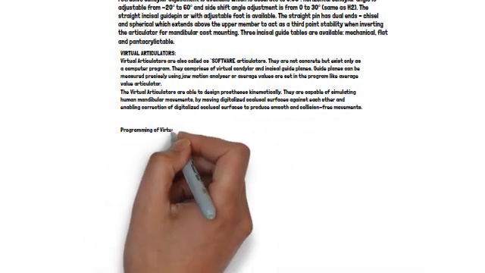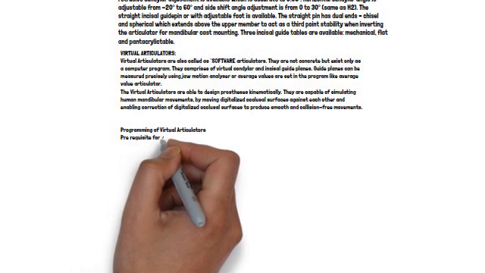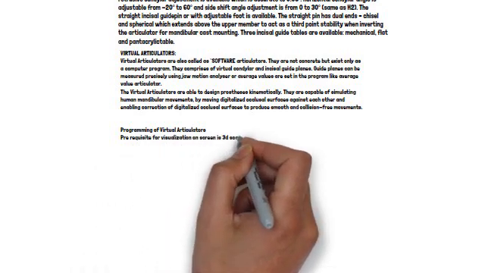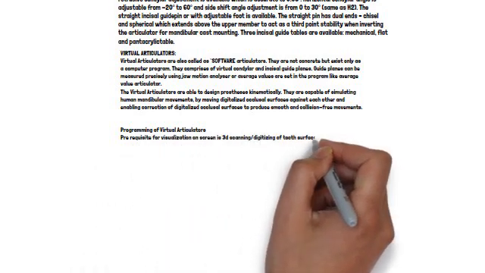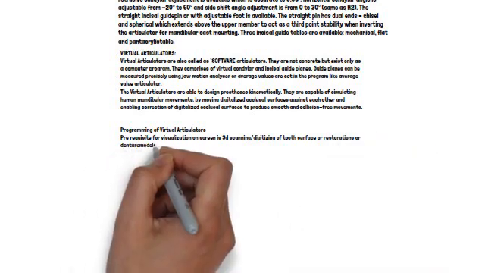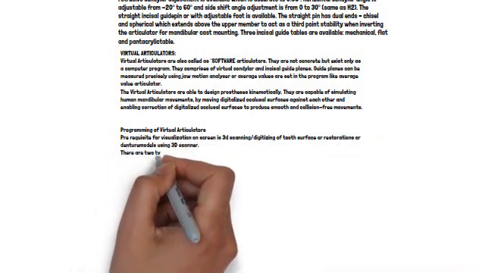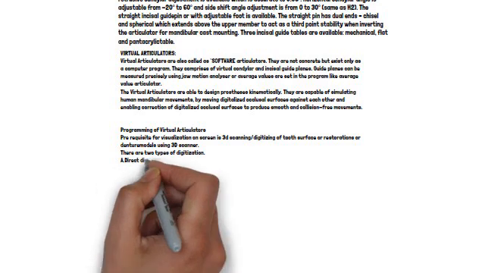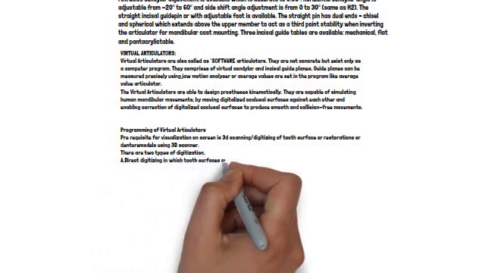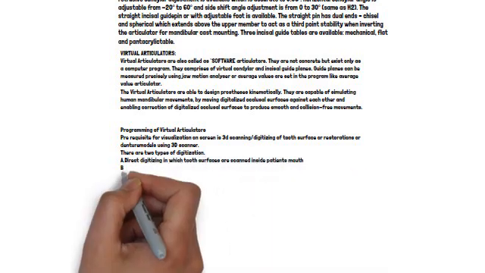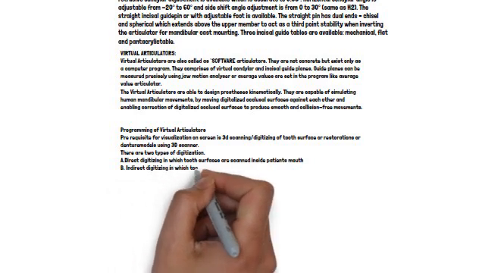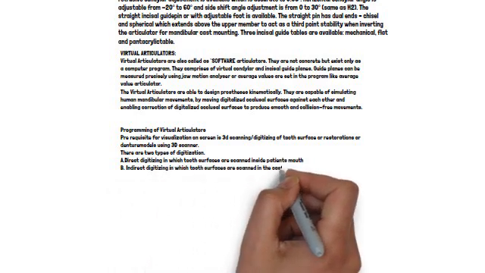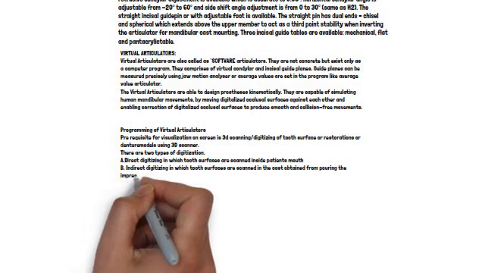Programming of virtual articulators. A prerequisite for visualization on screen is 3D scanning, digitizing of tooth surfaces or restorations or denture models using a 3D scanner. There are 2 types of digitization. A. Direct digitizing, in which tooth surfaces are scanned inside the patient's mouth. B. Indirect digitizing, in which tooth surfaces are scanned in the cast obtained from pouring the impression of the patient.